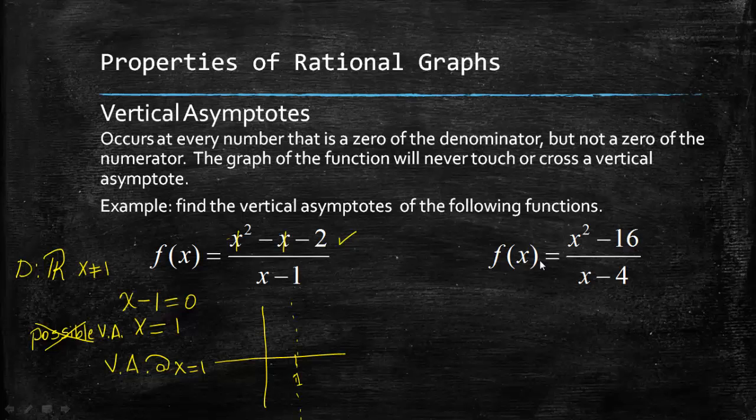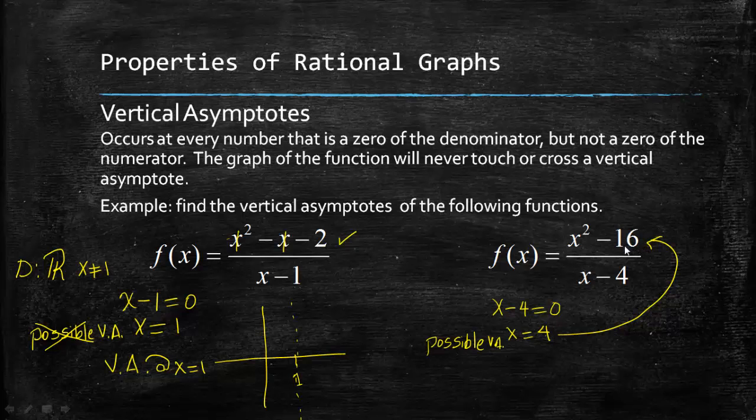Let's see the second example. F of x is equal to this. I want to find the vertical asymptote. I take my denominator. I equal my denominator to 0, which you probably already did when you were finding domain. But since I don't have it here, I'm going to go ahead and do it. So x is equal to 4. Now, what we do is we say this is a possible vertical asymptote. Not sure yet. How do I make sure? I plug this x into the numerator and I evaluate.